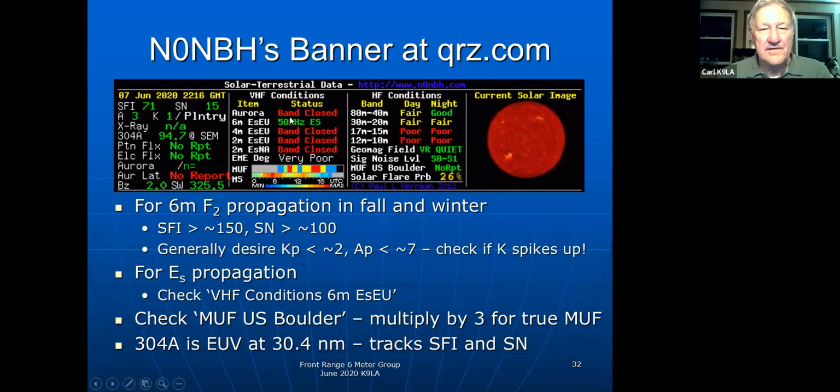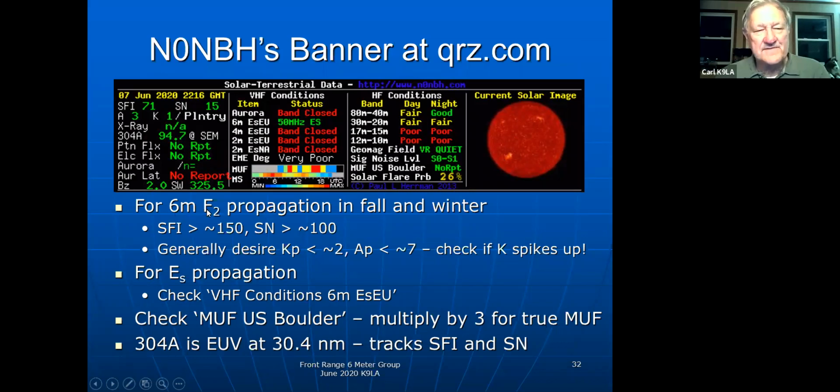And here, the next one to the right gives some VHF conditions. The next one is HF conditions. And there's a current solar image. It's at 30.4 nanometers. There weren't many sunspots, but that little white region is what was generating the sunspot number of 15.